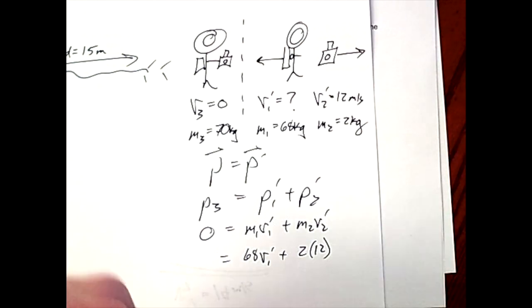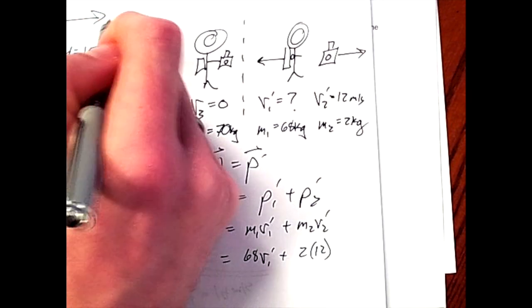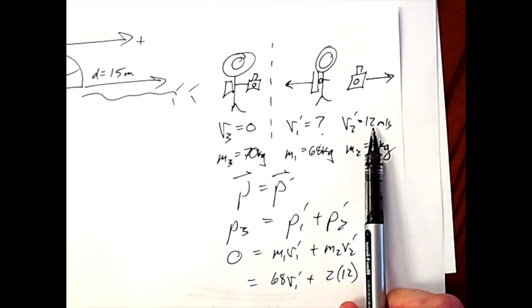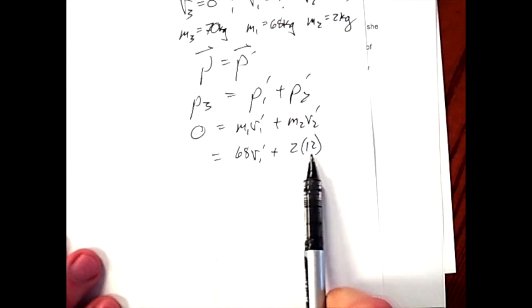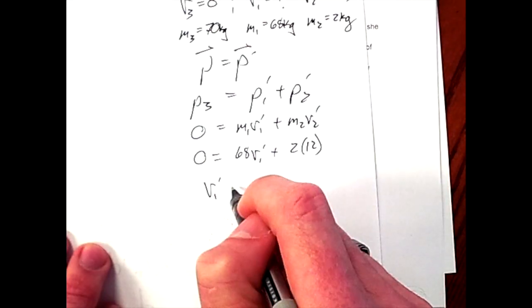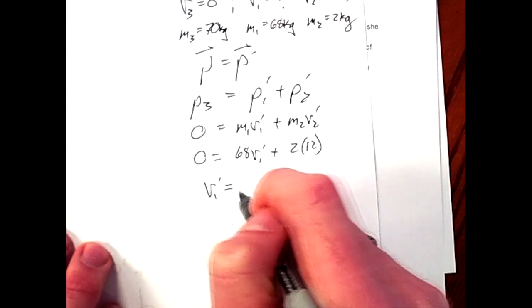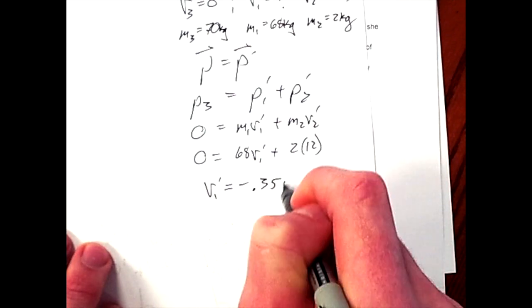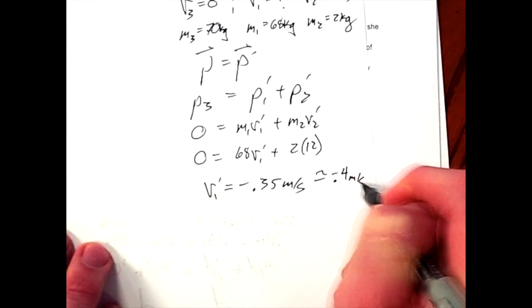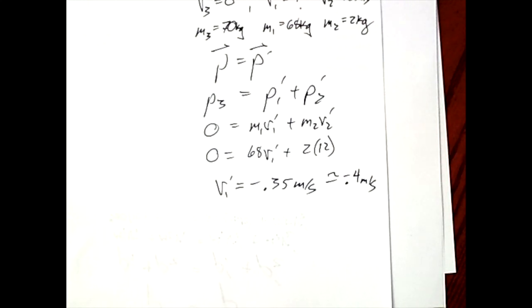Now again, I instinctively already put that going forward is positive because I made this positive 12. And so this is positive 12, and this one will probably be negative. So I subtract 24 and divide by 68, and I get a V1 that's slow, but I'm not upset because I'm moving towards a spaceship. Negative 0.35 meters per second, or approximately 0.4.